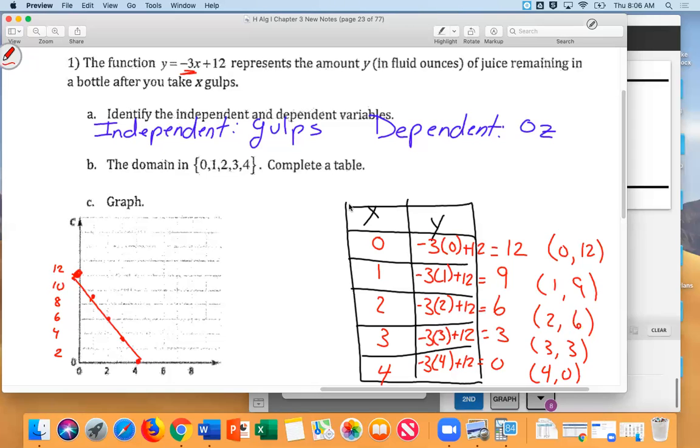Fantastic. And then I just connect them from start to finish there. Because it's continuous.